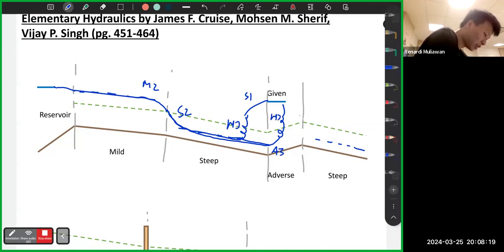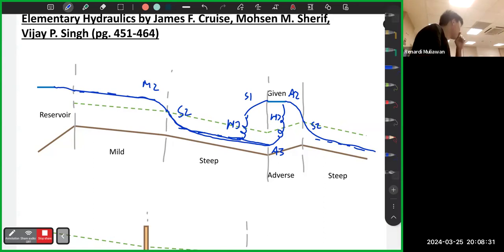Then adverse goes down, so this one is A2, and it must be A2. There's no normal depth, so it must be a curve. Then like this, S2, normal depth.